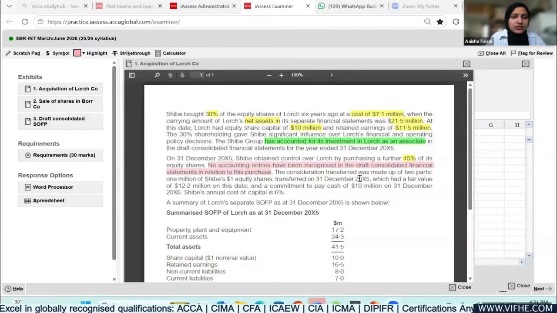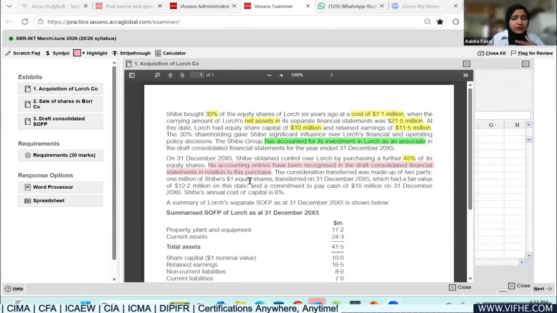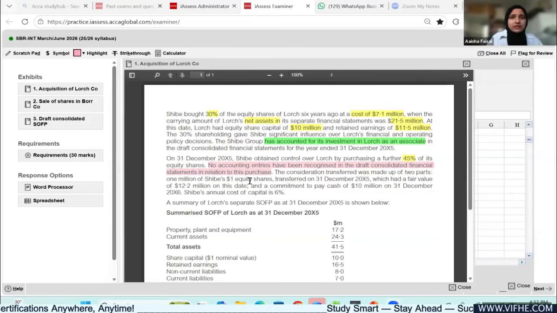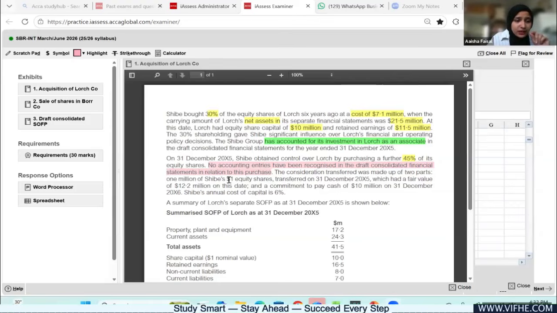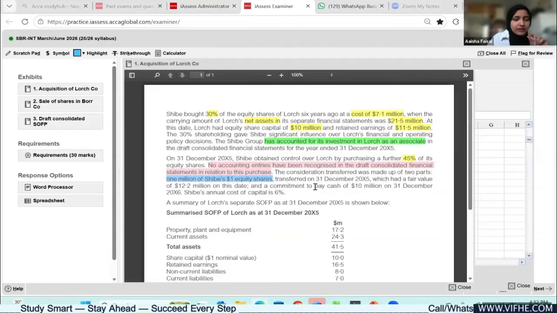Now, the consideration transferred was made up of two parts: 1 million of Shibe's equity shares. You remember we drilled this yesterday: when we make the payment, the purchase consideration or fair value of the shares acquired, that payment can happen in various forms. It could be shares, direct cash, deferred consideration, or contingent consideration. Here, it's in equity shares. This is the way payment has been made.